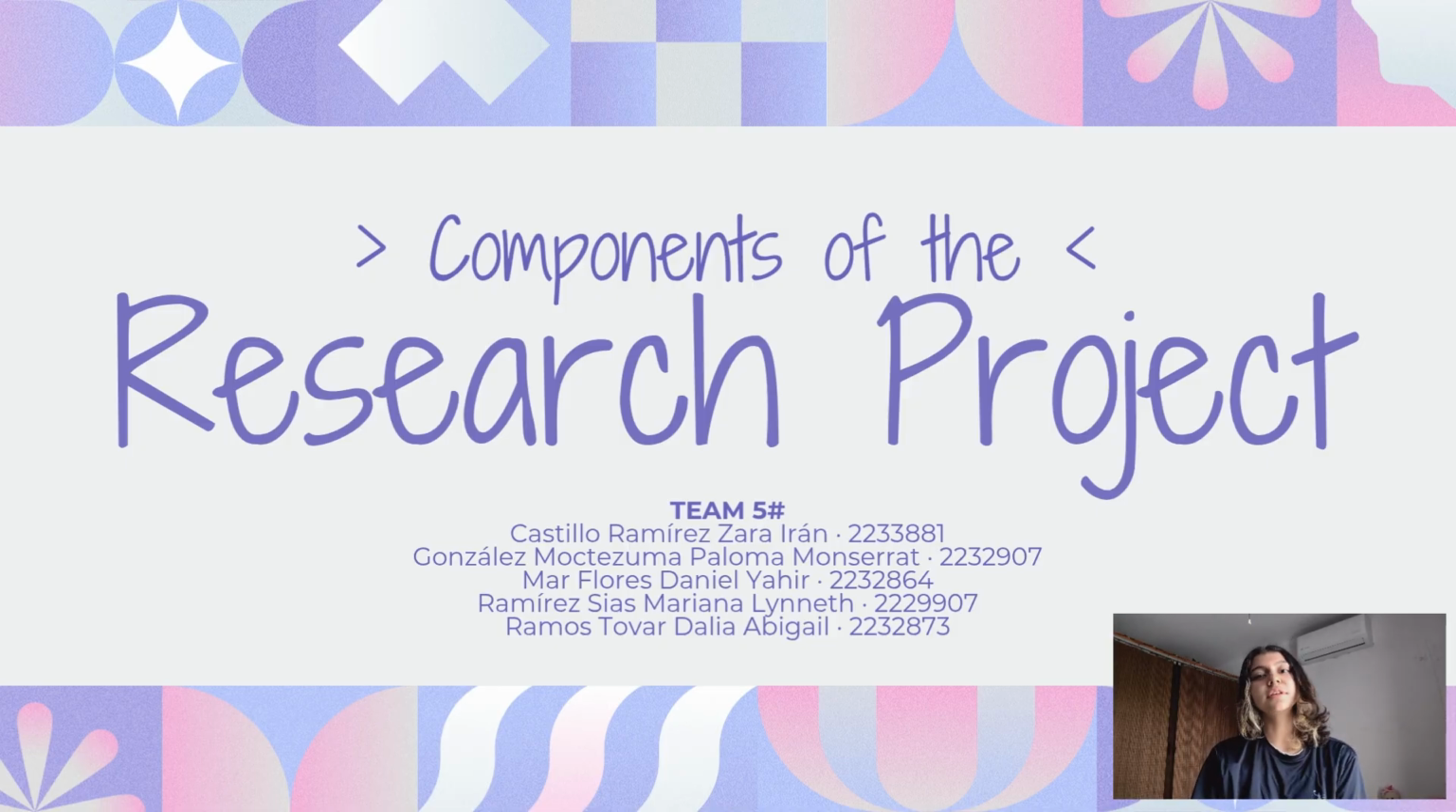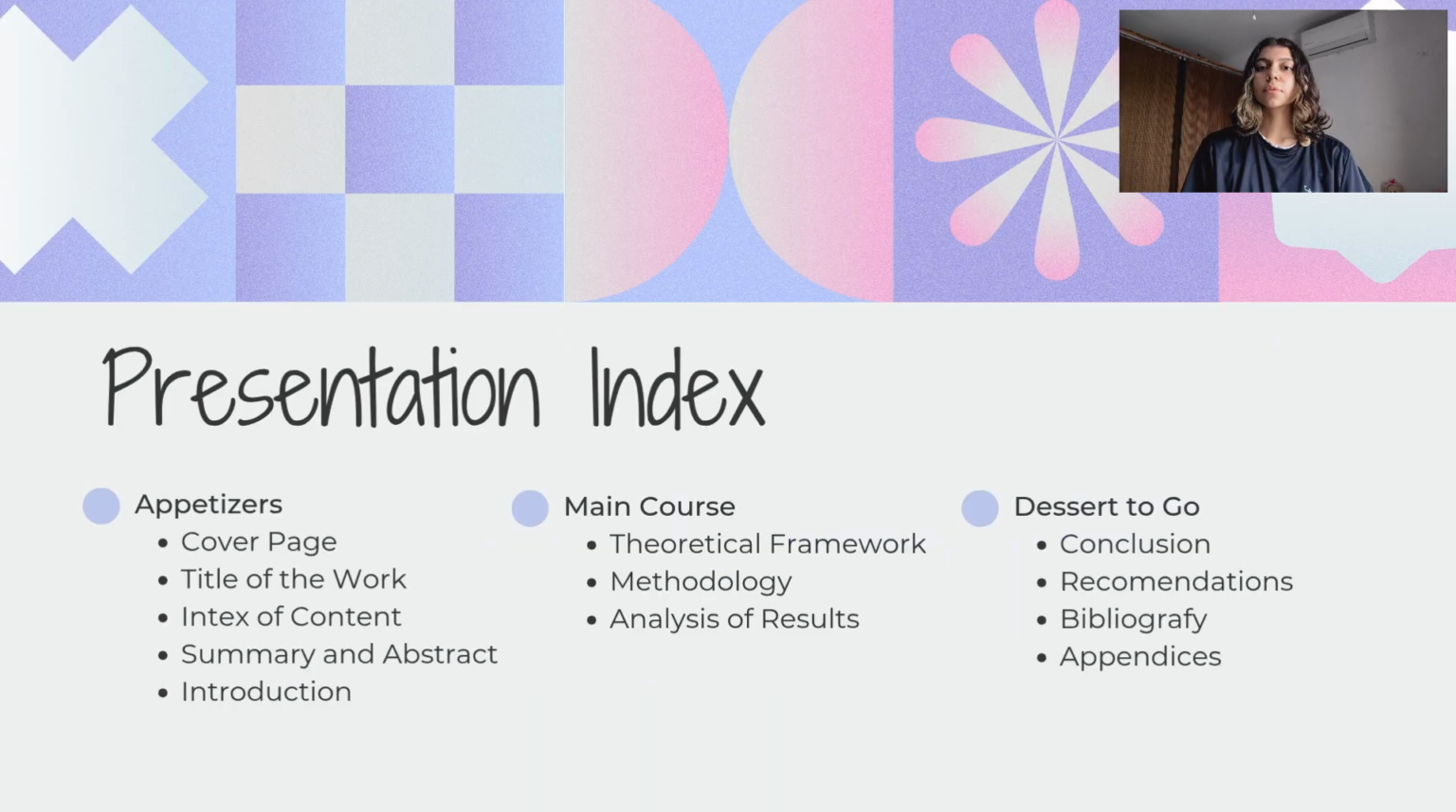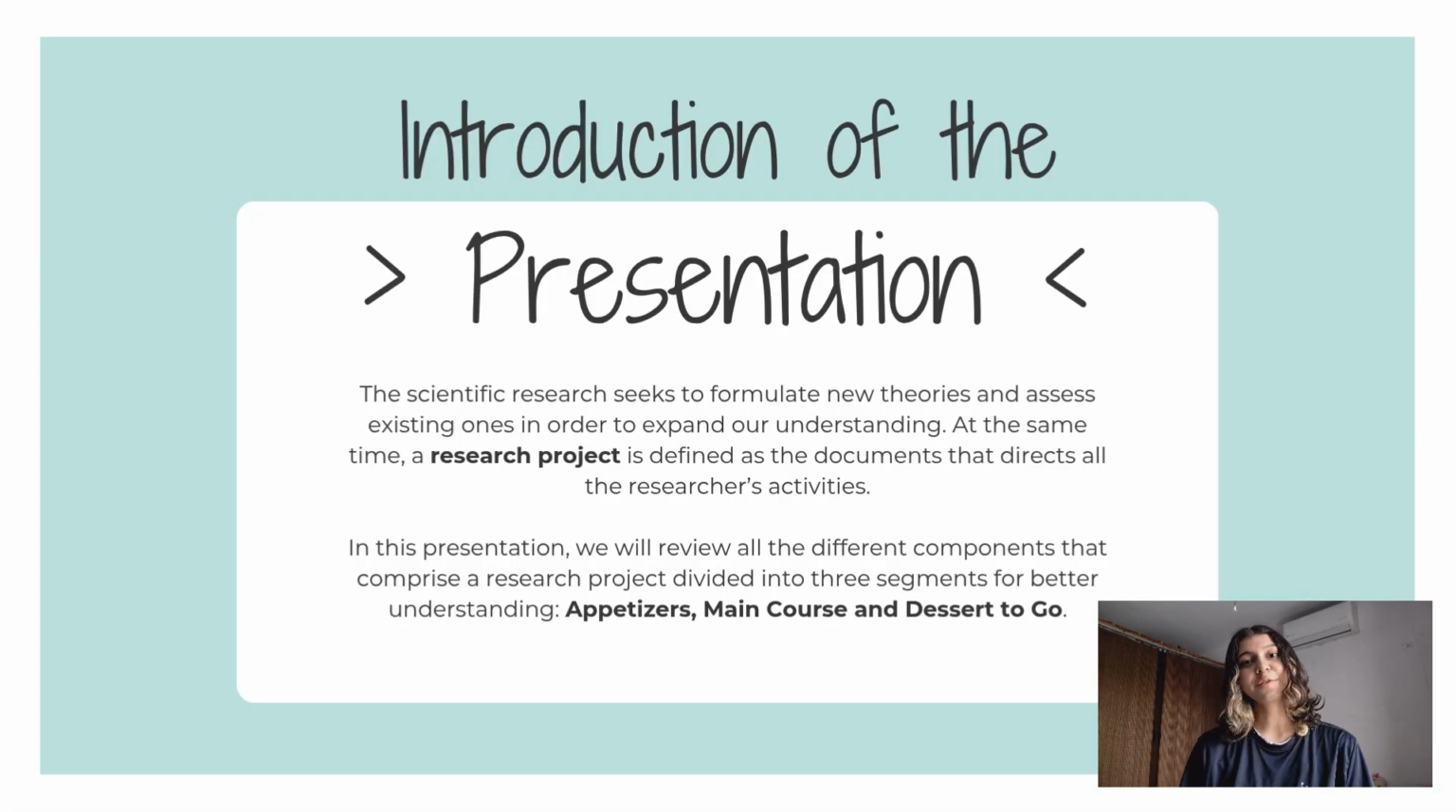We are going to present the components of the research project with a little diagram to have a better understanding. First of all, we will have the index divided into appetizers, main course, and dessert to go. We will further explain why we divided the elements into these three categories in the introduction. Here we have the introduction of this presentation.